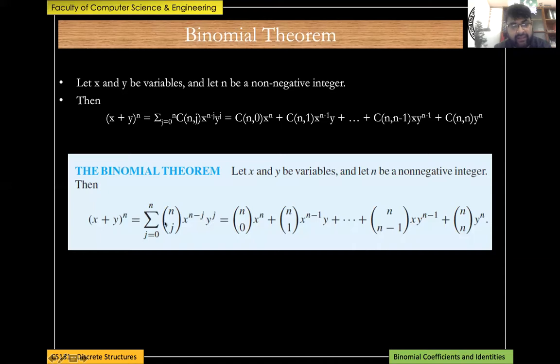So this is C(n,0) x to the power n, y to the power 0, plus C(n,1) x to the power n minus 1, y to the power 1, plus so on until you reach C(n,n-1) x raised to power 1, y raised to power n minus 1, plus C(n,n) x to the power 0 and y to the power n.